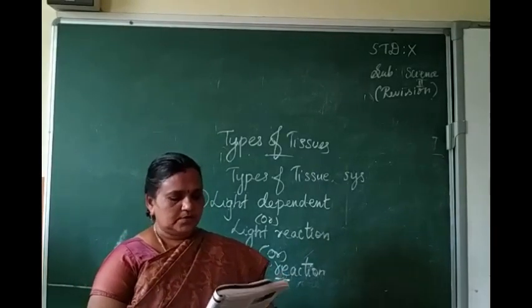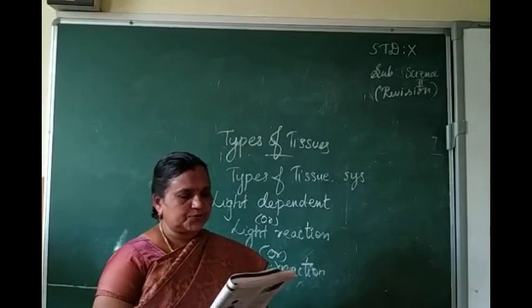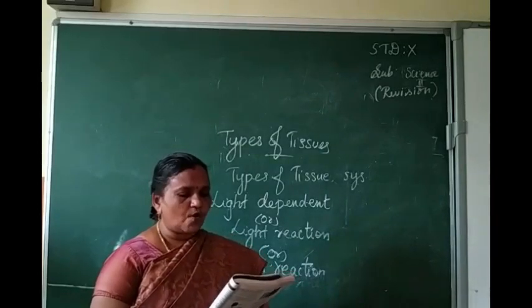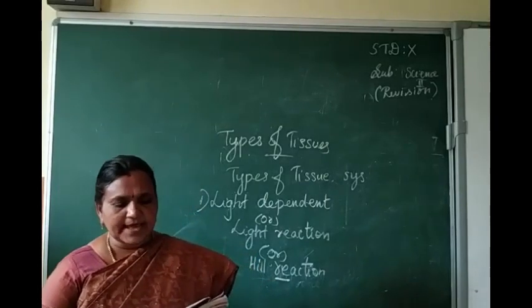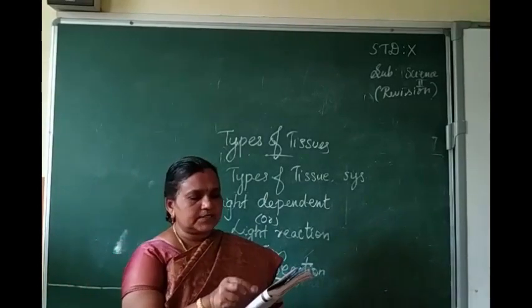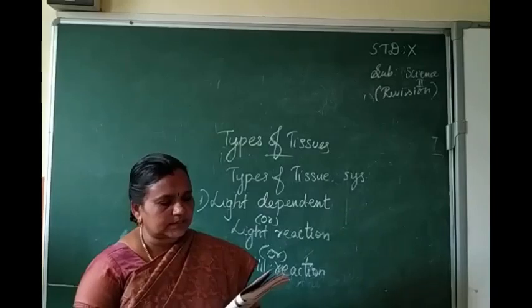Next question. Page number 182. Photosynthesis: overview of the Hill and the Calvin cycle. One diagram is given. That diagram also you have to see.